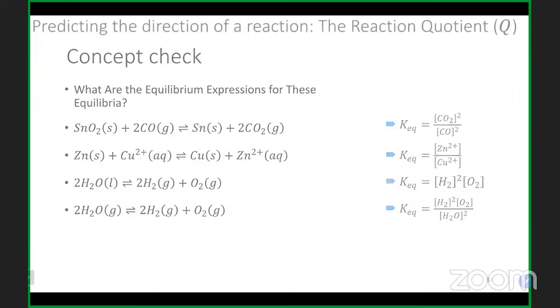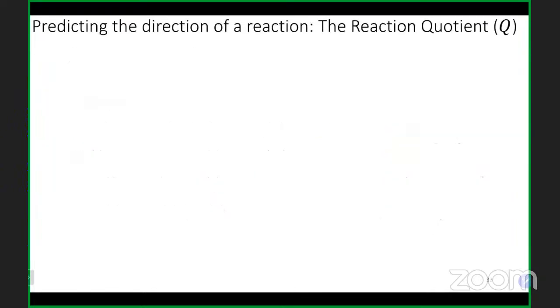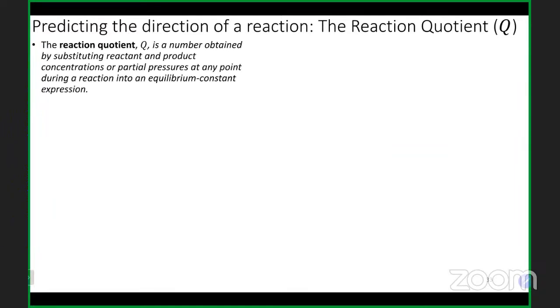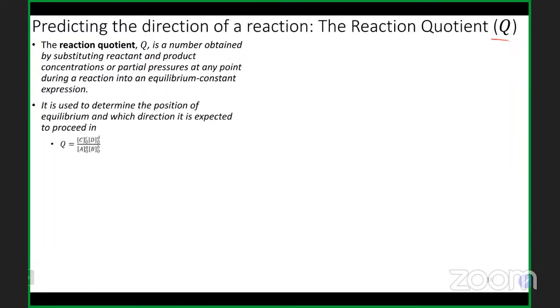More basic concepts before we talk about some applications. How do we know that a reaction is in equilibrium? There's something called a reaction quotient, which is a number obtained by substituting the reactant and product concentrations or partial pressures at any point during the reaction. This is used to determine whether you have achieved equilibrium or you are past equilibrium.